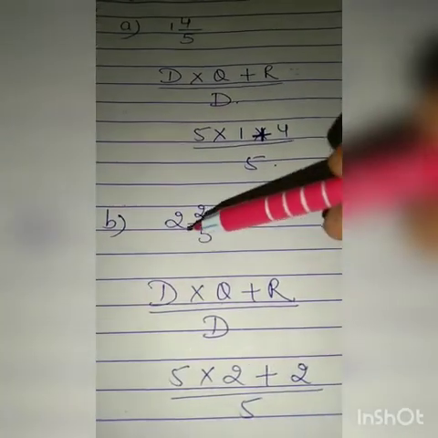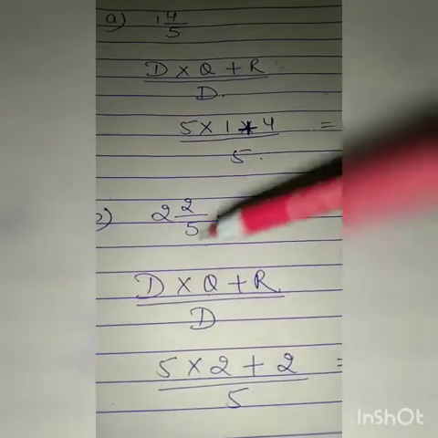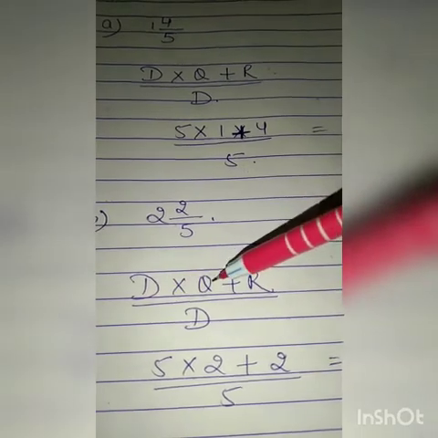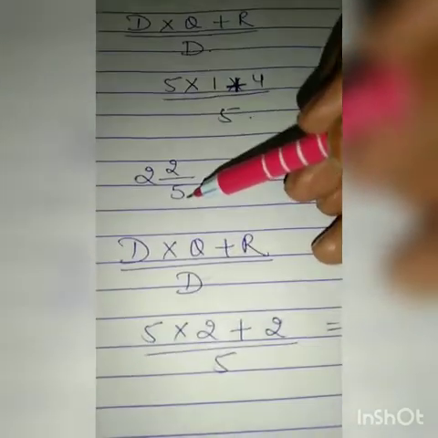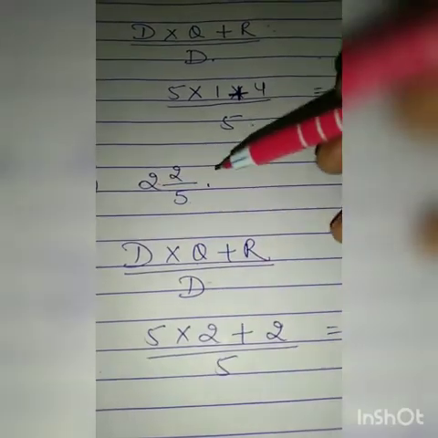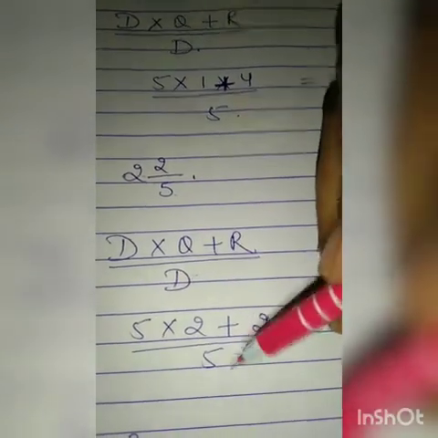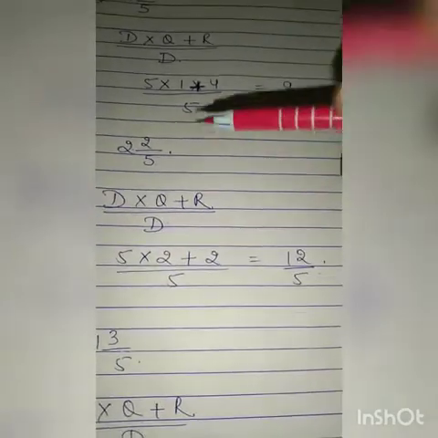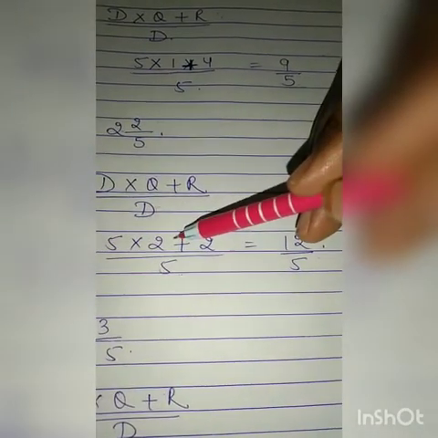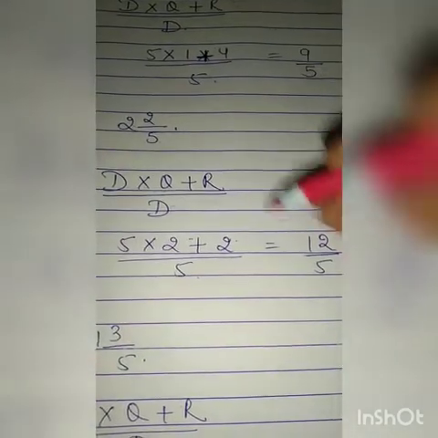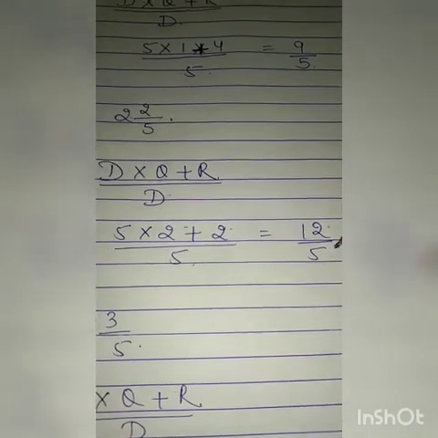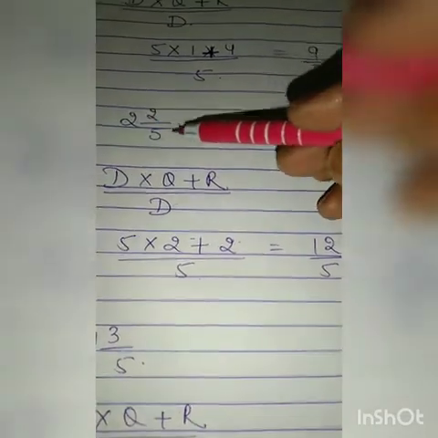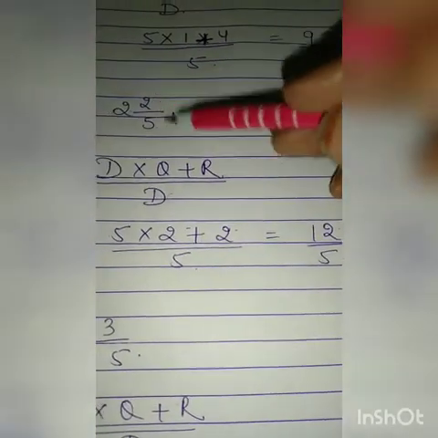Question number B, 2 whole 2 upon 5. Again d multiplied by q plus r upon d. So 5 multiplied by 2 plus 2 upon 5 here. Now 5 2s are 10, 10 plus 2 is 12. 5 will be 5 here, 12 upon 5 is the improper fraction for this mixed fraction 2 whole 2 upon 5.